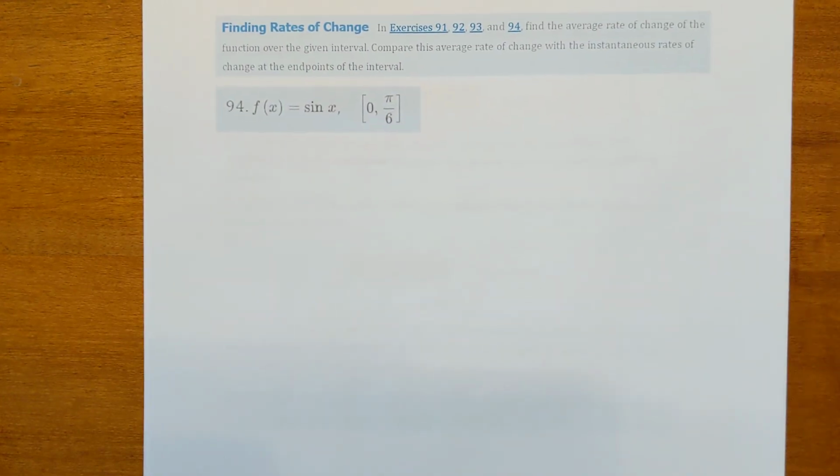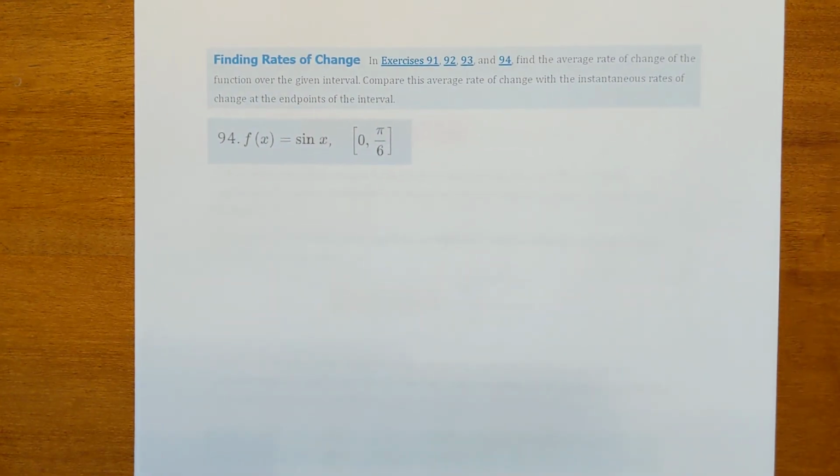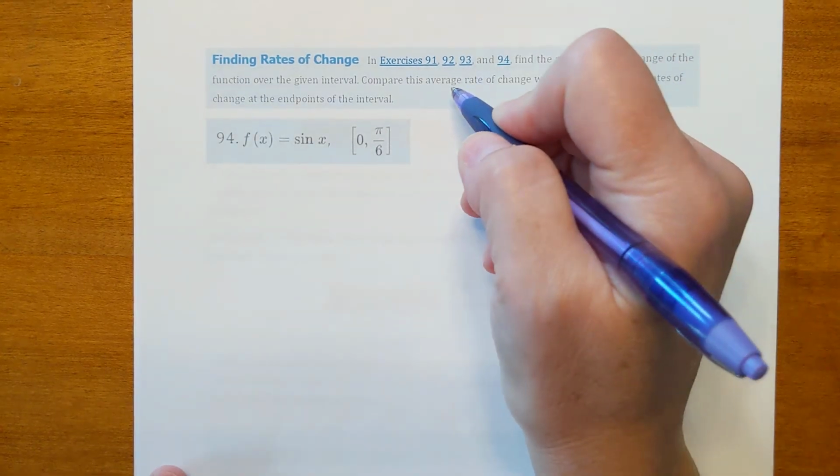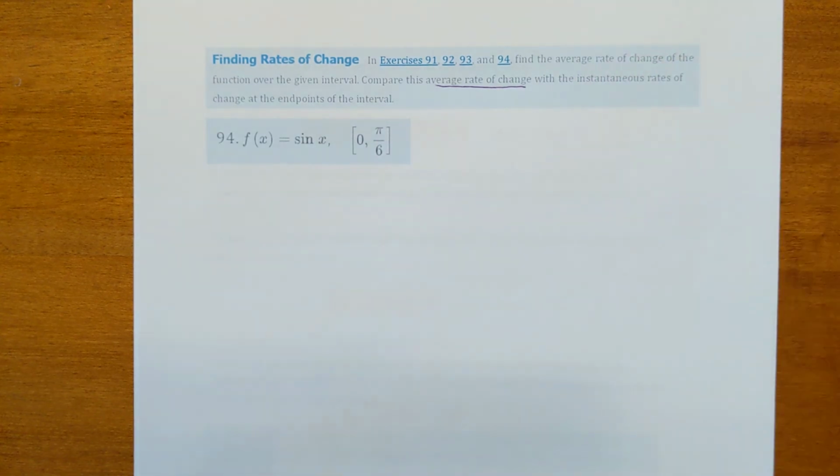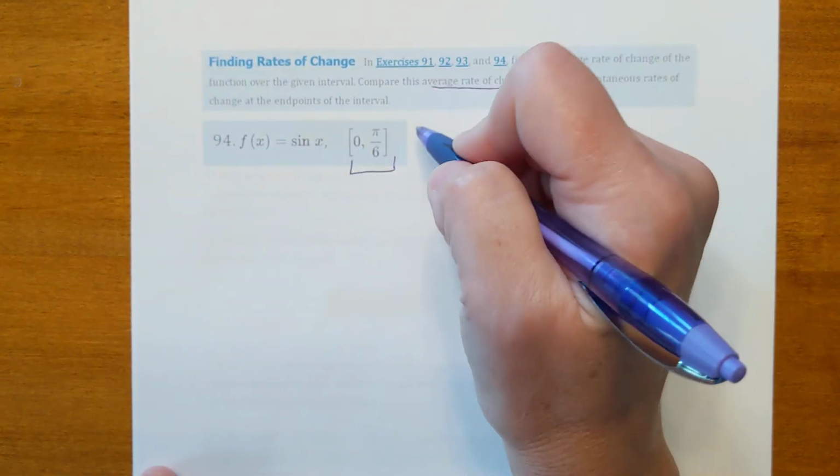All right, 94. It says finding rates of change. Find the average rate of change of the function over the given interval. Compare the average rate of change with the instantaneous rates of change at the endpoints of the interval. All right, the average rate of change has nothing to do with the slope of the function. Not at all. You're supposed to use this interval. This is an x interval.